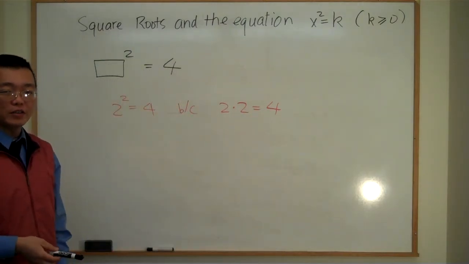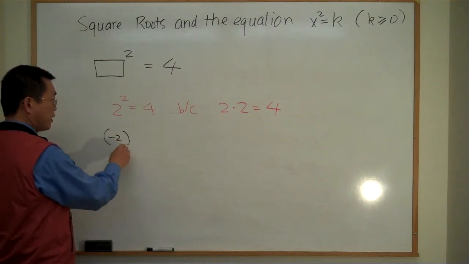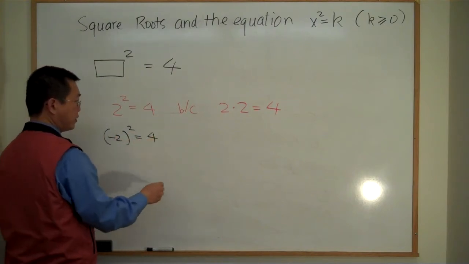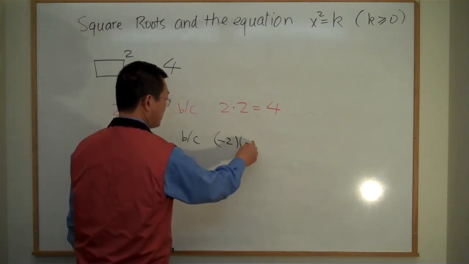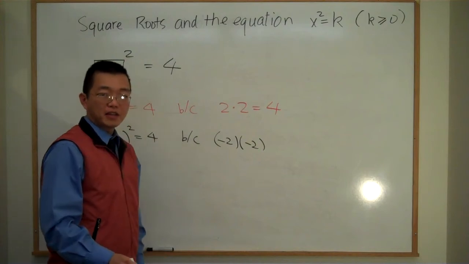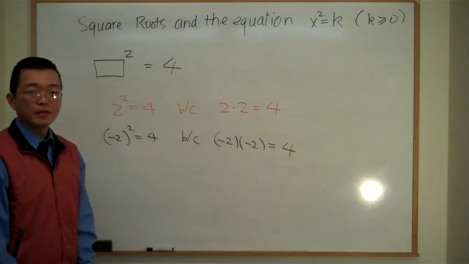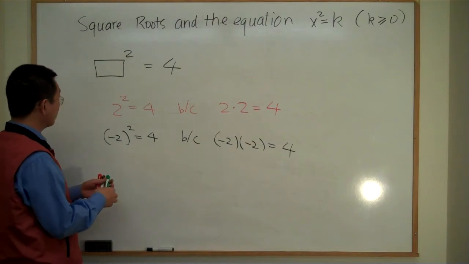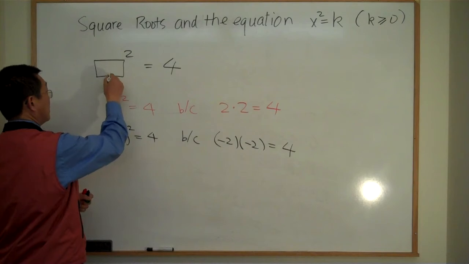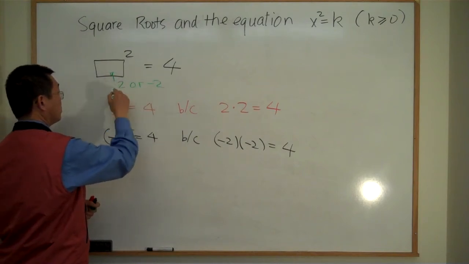Now there's a second answer to this question, which is negative 2 squared is also 4, because negative 2 squared means you multiply by another negative 2. That will also give us 4. Okay, so there are two answers to this question: 2 or negative 2.